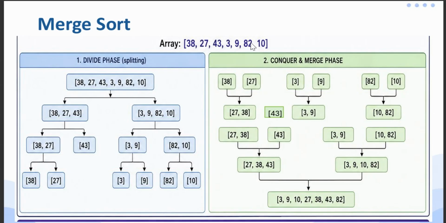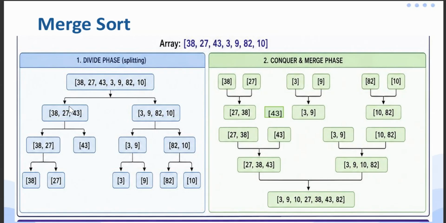So let's look at an example. The merge operation is the heart of merge sort. It takes two sorted arrays and combines them. Let's examine the process in detail. Here you have 38, 27, 43, 3, 9, 82 and 10. These are the array elements.